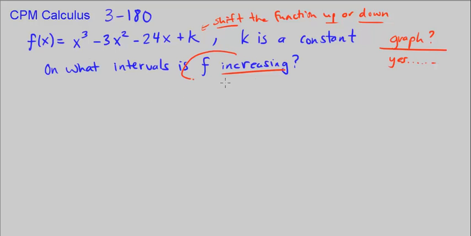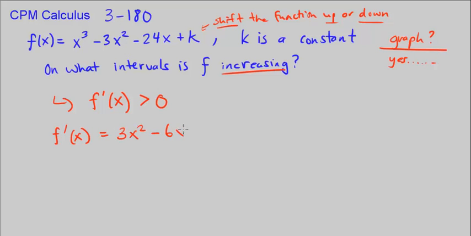So what do we know when f is increasing? We know this is the same thing as f prime of x is greater than 0, right? Wherever f is increasing, then the derivative function is positive. It's going to be above the x-axis. So let's look at the derivative function. f prime of x is equal to, using the power rule, 3x squared minus 6x minus 24, right? Since this is a k, it's going to become 0. It's a constant, so I don't even need to write it.